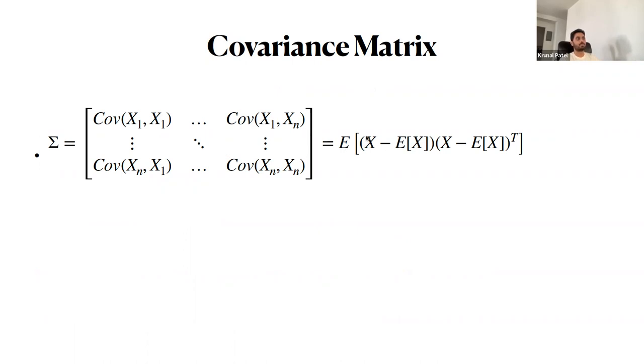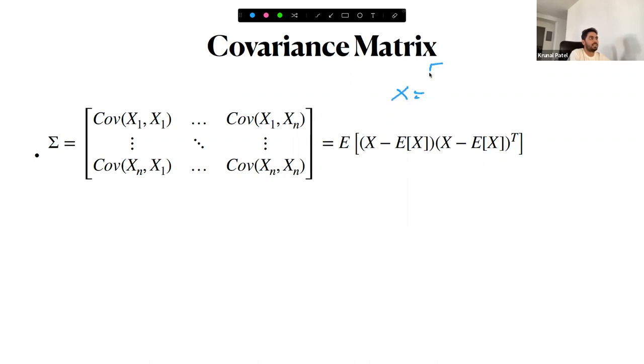And if you put all your random variables together, x is basically the column vector of x1, x2, up to xn. So here we have our x, which is x1, x2, and so on.